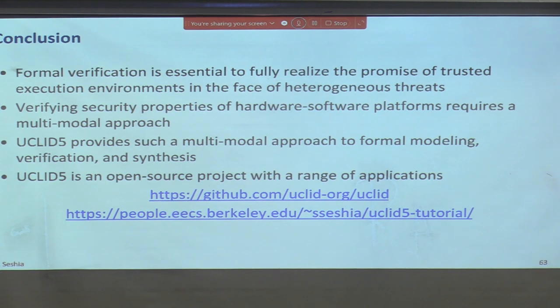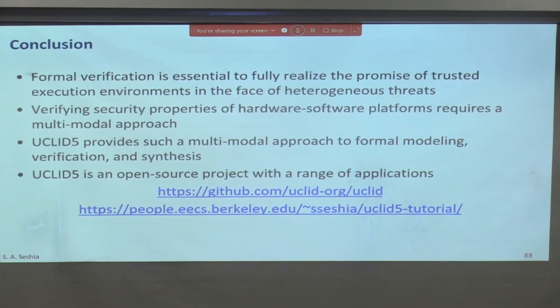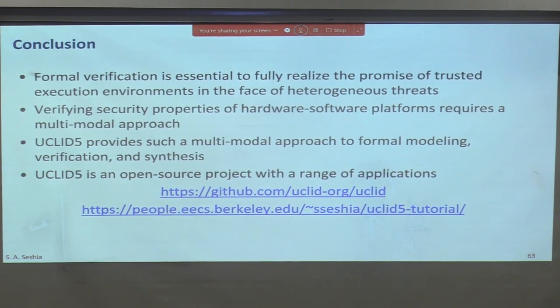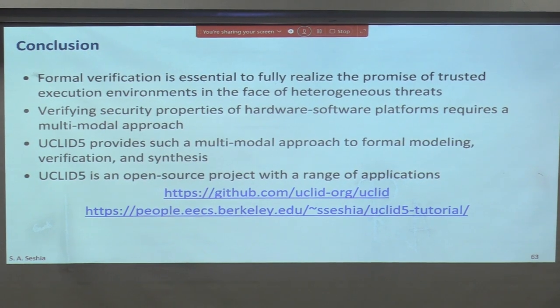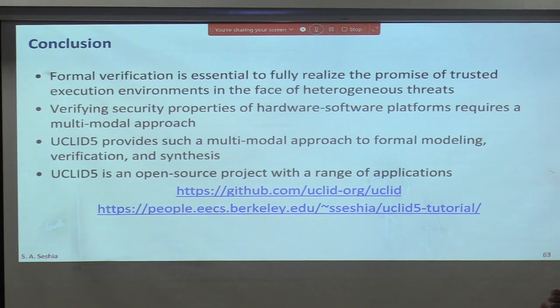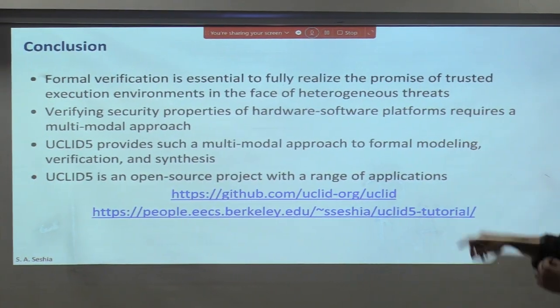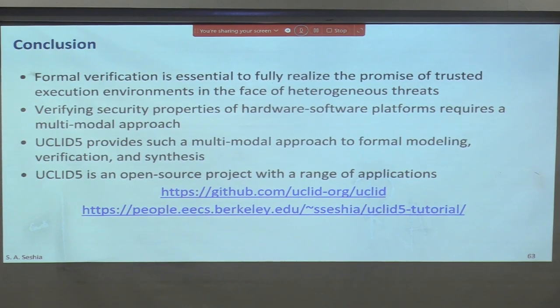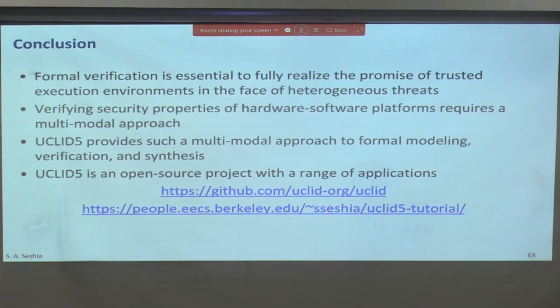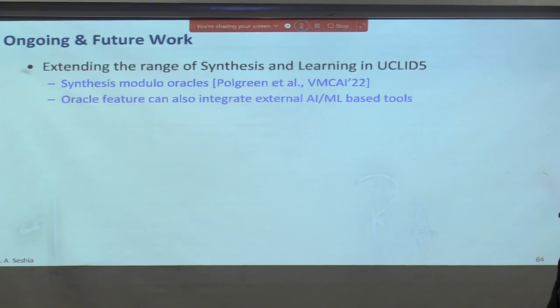Some of the main points were that trusted execution environments are a really promising technology, but formal verification needs to be done on these in order to fully realize their potential, so that we can really trust them. What we realized while doing that was that we need a new approach to verification for these kinds of hardware-software platforms and their security properties, which has been implemented in UCLID5. There's also a range of other things ongoing here that I could not talk about today.